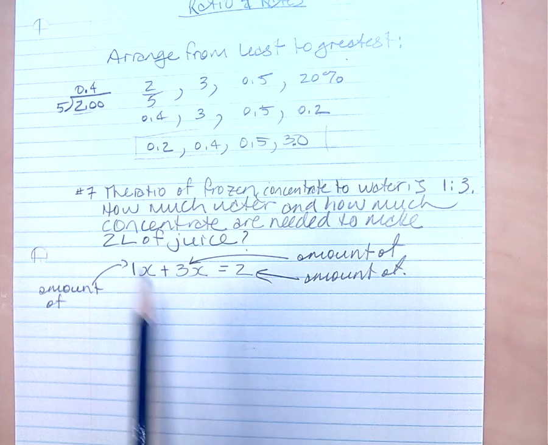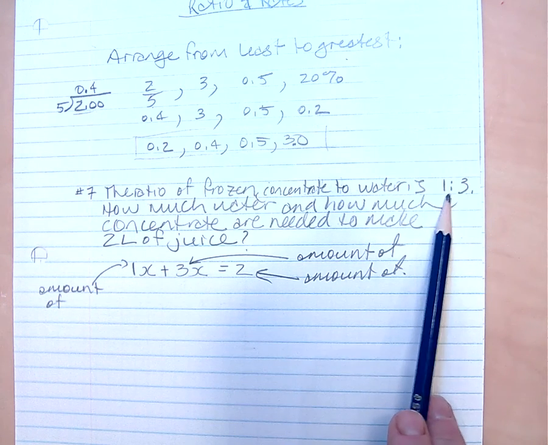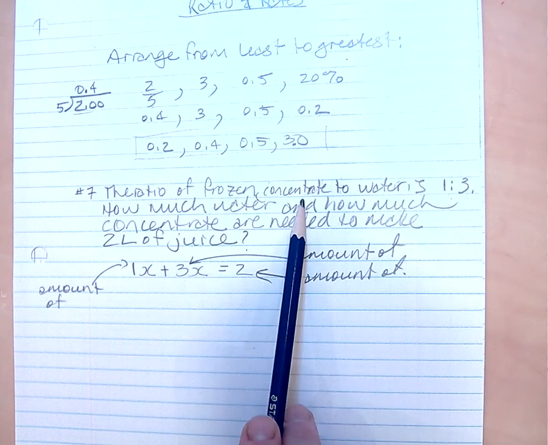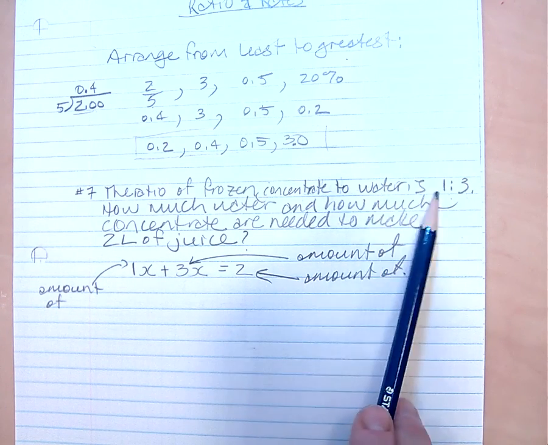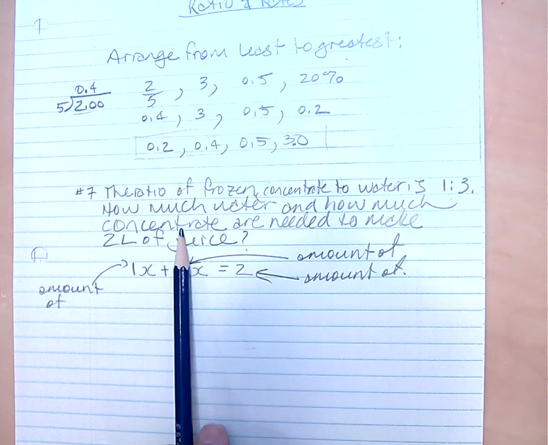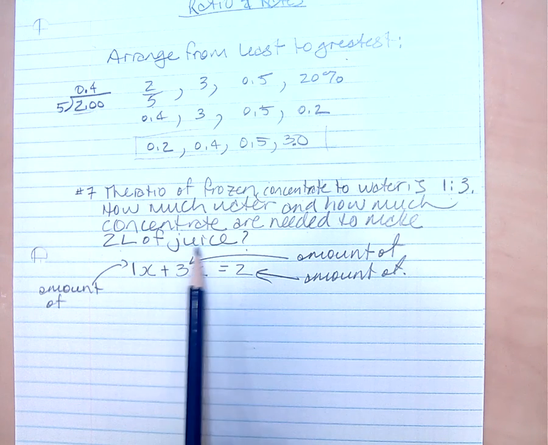It says here, the ratio, so you know what a ratio is, like 3 to 1, 2 to 5, whatever. The ratio of frozen concentrate to water is 3 to 1. How much water and how much concentrate are needed to make 2 liters of juice?